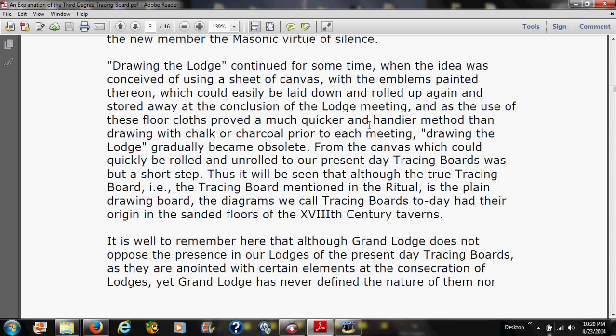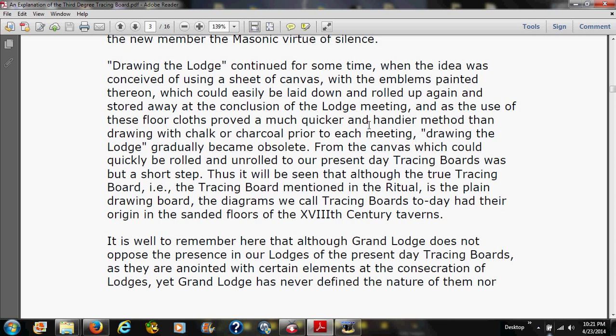Drawing the lodge continued for some time, when the idea was conceived of using a sheet of canvas with the emblems painted thereon, which could easily be laid down and rolled up again and stored away at the conclusion of the lodge meeting. As the use of these floor cloths proved a much quicker and handier method than the drawing with chalk or charcoal prior to each meeting, drawing the lodge gradually became obsolete. From the canvas, which could quickly be rolled and unrolled, to our present-day tracing boards was but a short step.